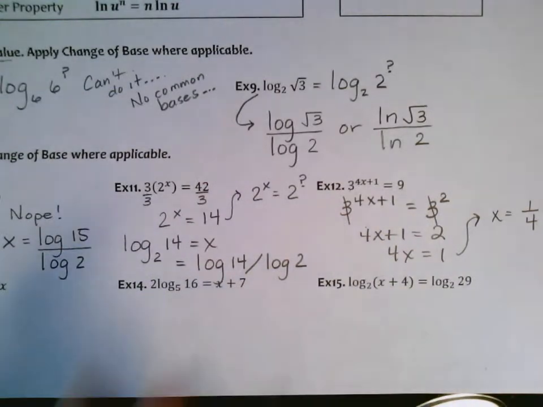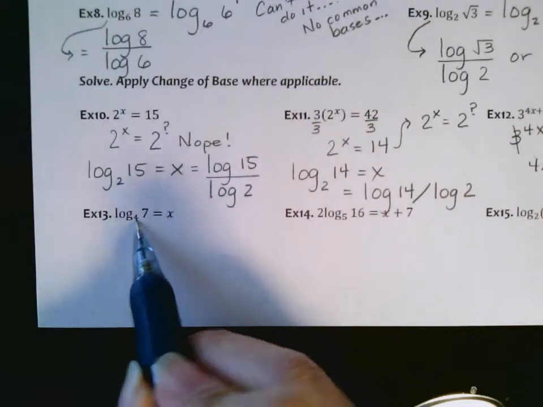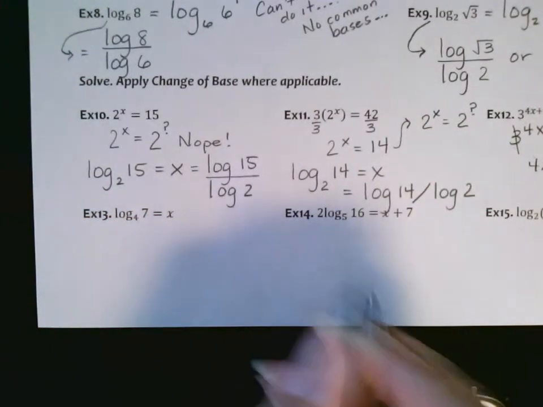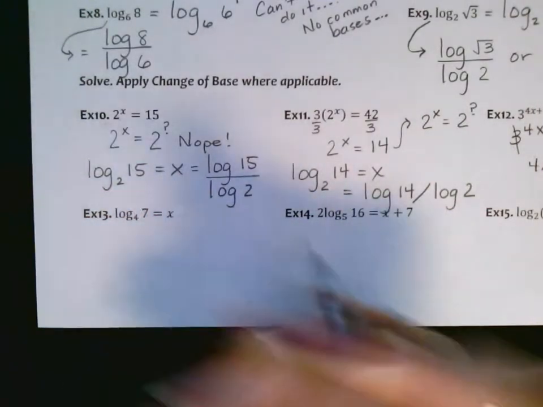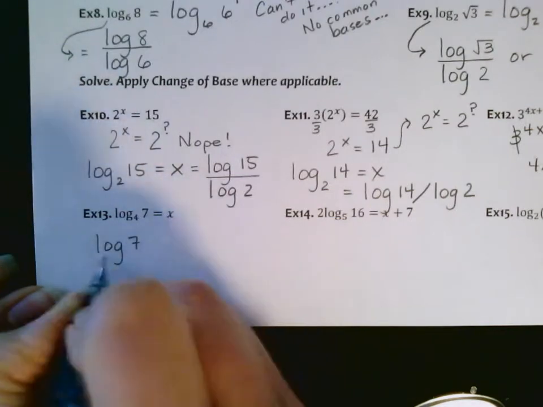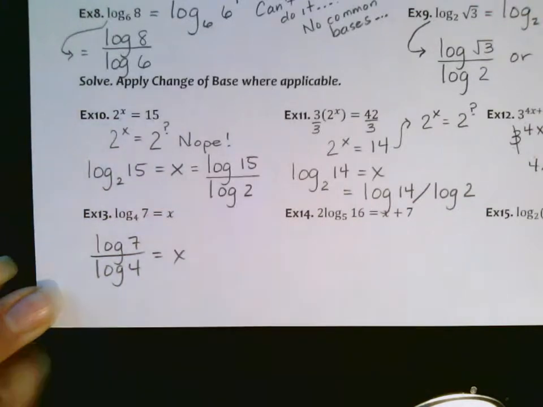How about over here? Are we able to get a common base? 4 to the what power will give me a 7? Not possible. So straight away, log 7 over log 4 is going to be our x.